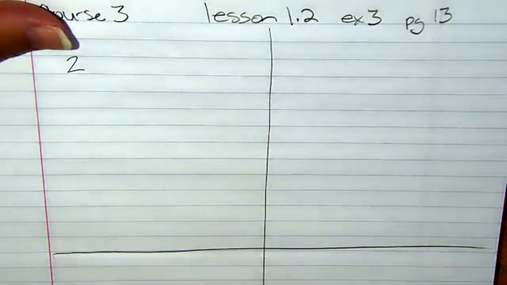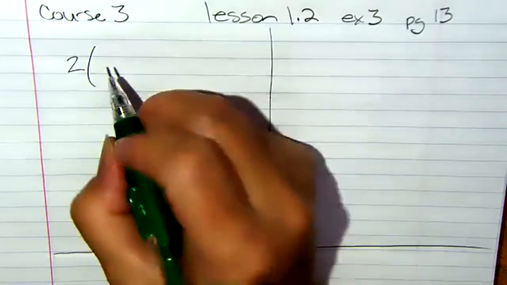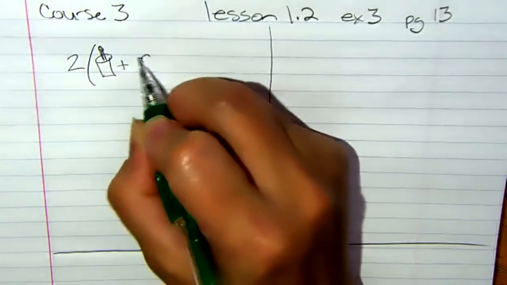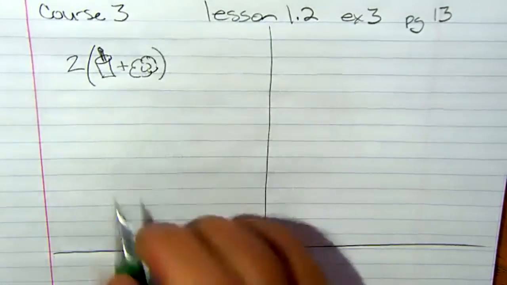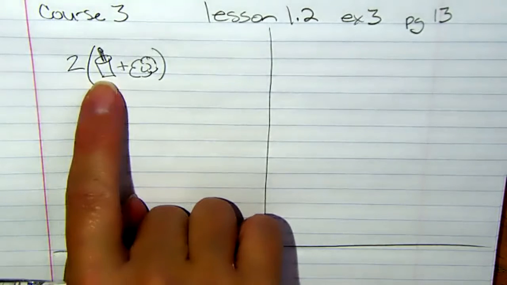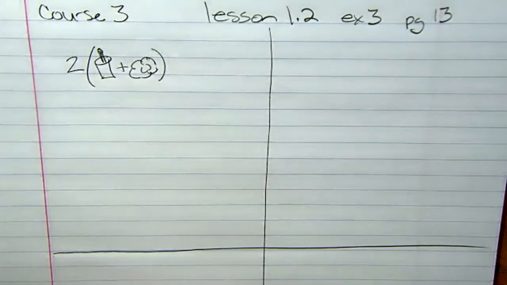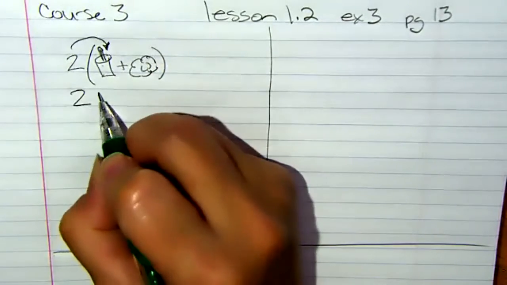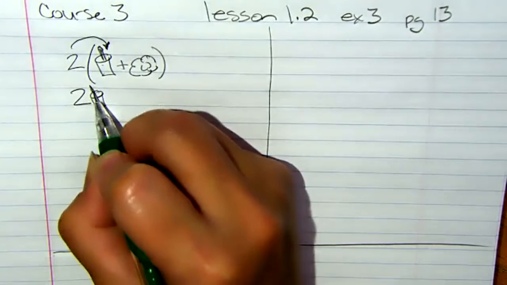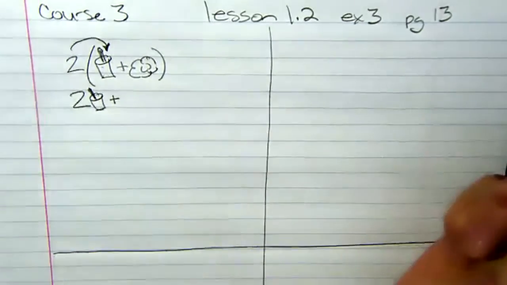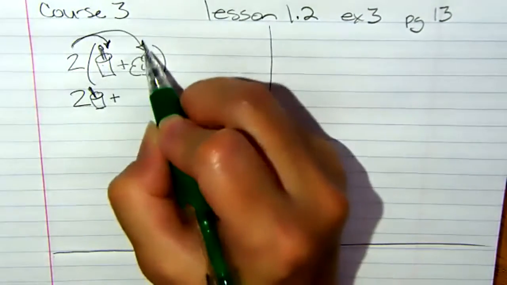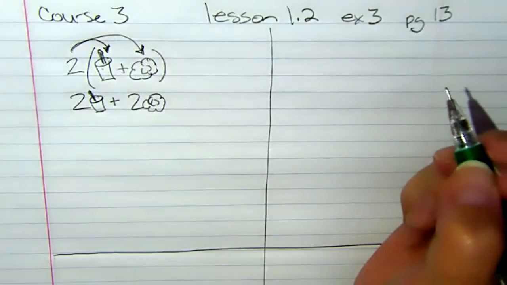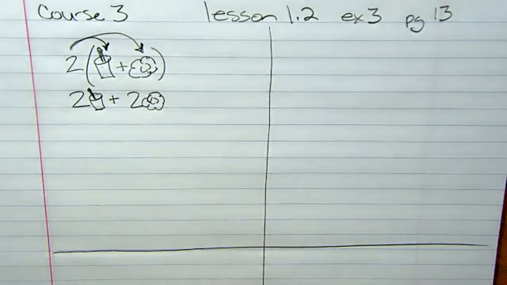2 people go to the movies, and they each want to buy a drink, and they each want to buy popcorn. So 2 people go to the movies. They're each going to buy a drink and they're each going to buy a popcorn. So we have 2 times the number of drinks plus 2 times the number of popcorns. This is the distributive property.